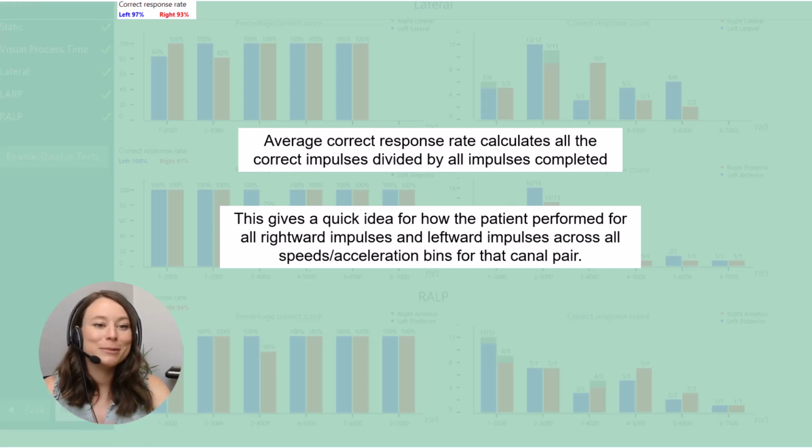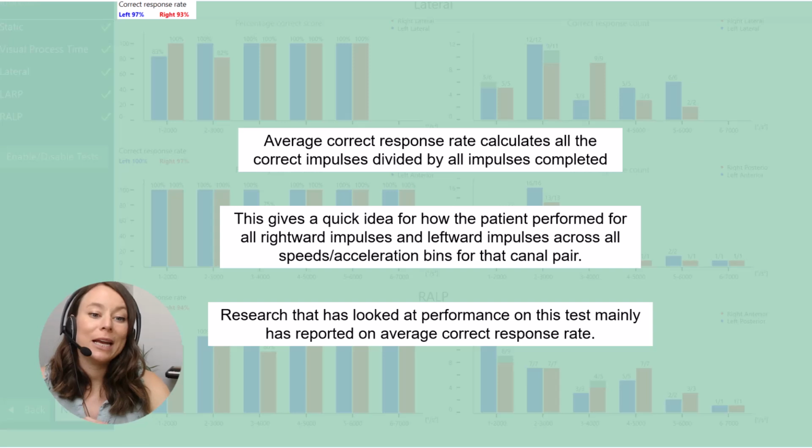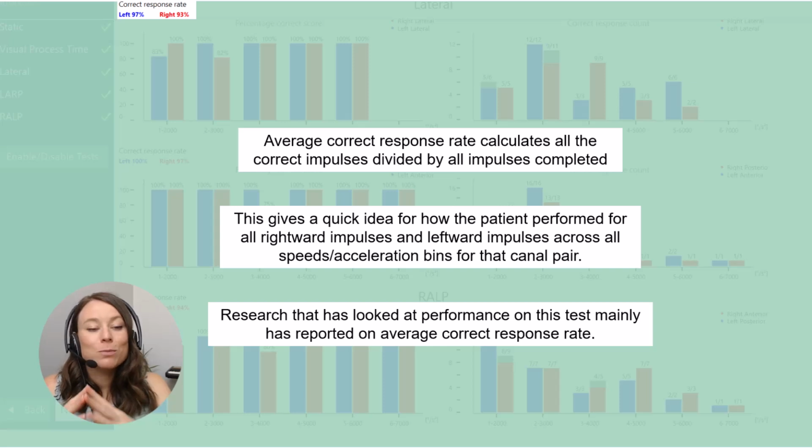Are they both problem sides for that patient? So this is the first thing I would look at to see, is there any big differences between those average correct response rates? When you look at the research for the functional head impulse test, you're going to notice that this is the number that's most often reported. Research tends to focus on this average correct response rate to determine how specific populations do on this test. So if you look into any of the studies that are already out there, this is probably the number you're looking at.